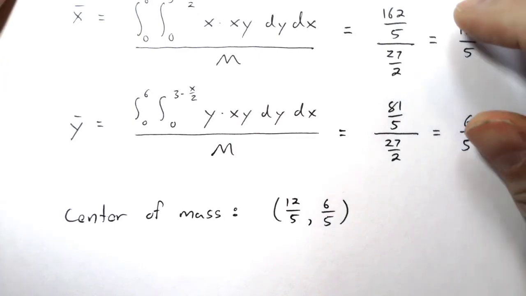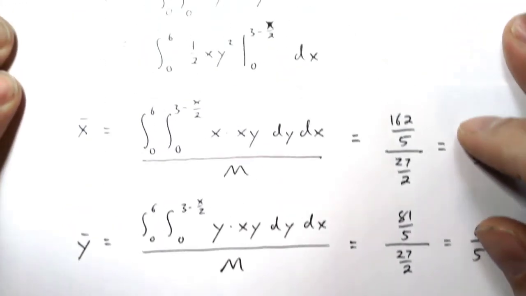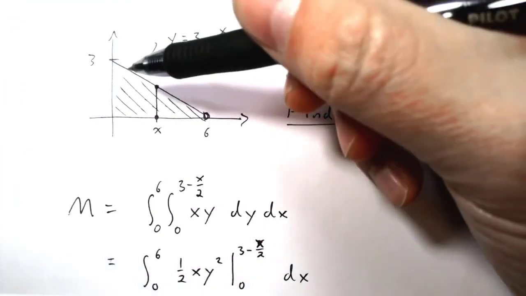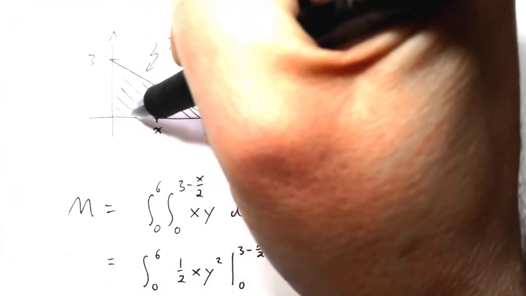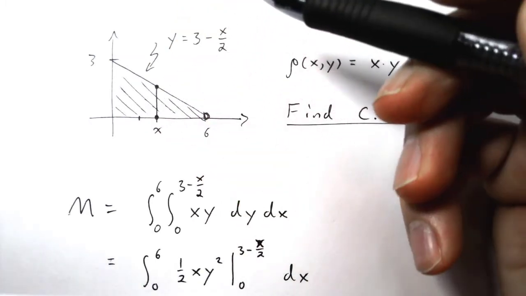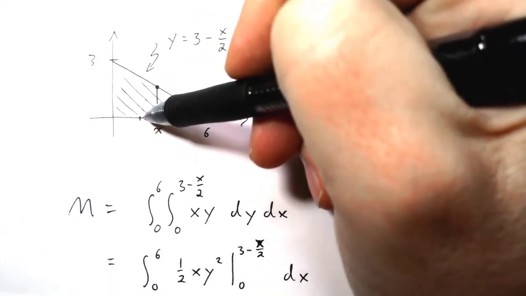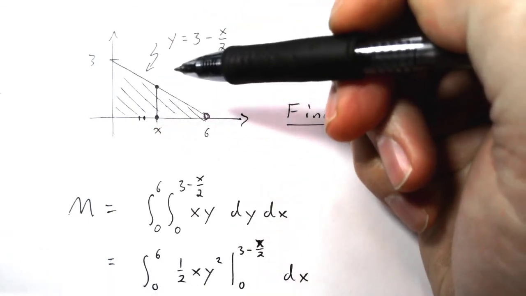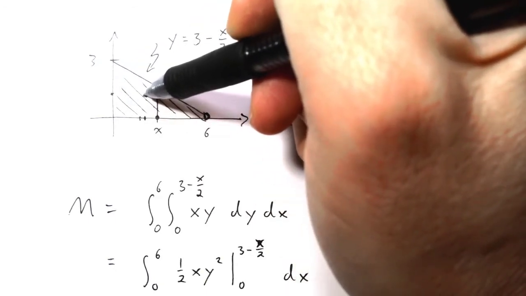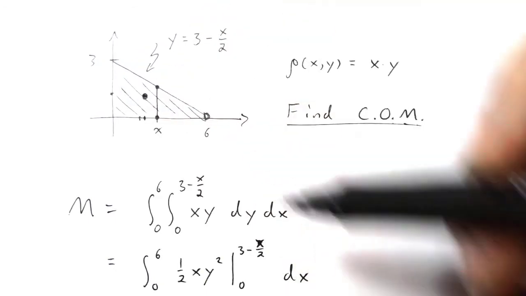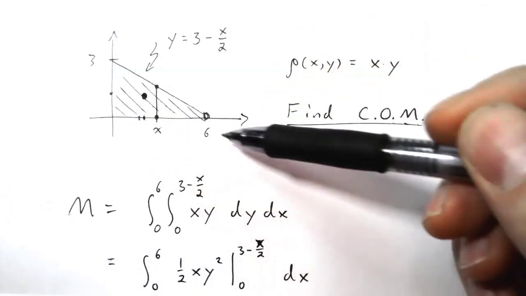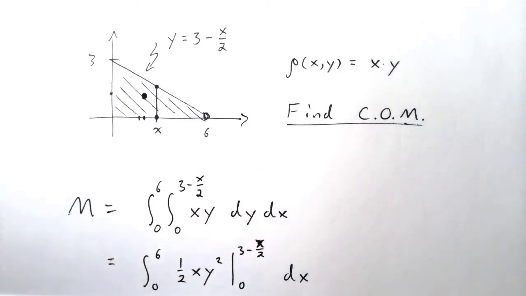Let's just look back at the picture and see where that is. Well, 12/5 is a little bit more than 2, so yeah, probably around here, and maybe even a little bit to the right of that point, maybe more like here. And 6/5 is a little bit more than 1, so maybe over here. So it looks like the center of mass is right there. That's where we would balance this plate to make sure it doesn't tip in any particular direction.